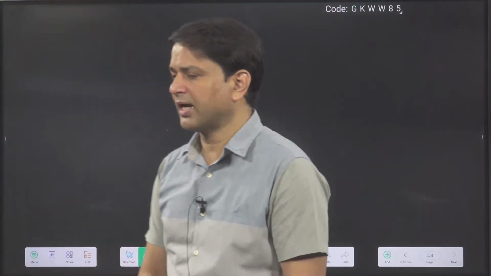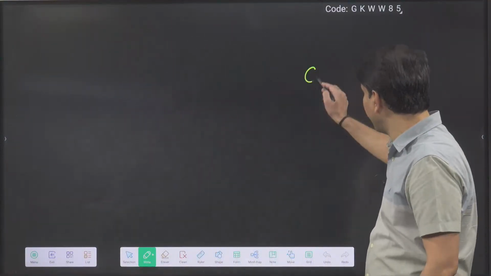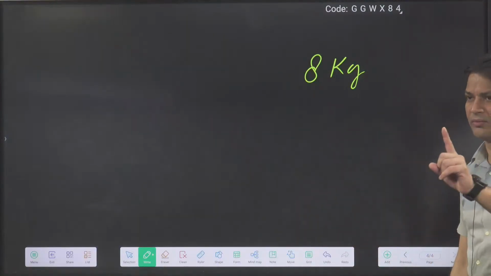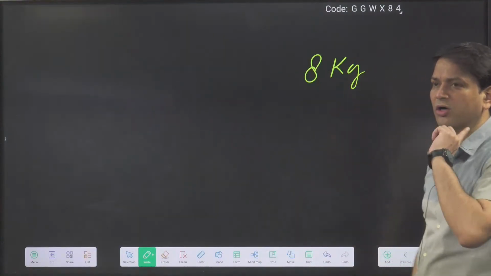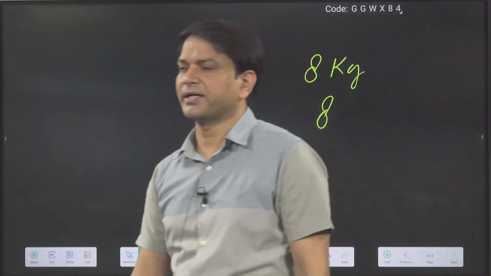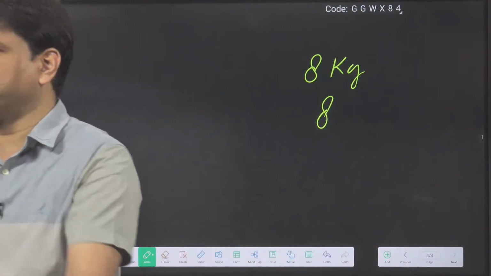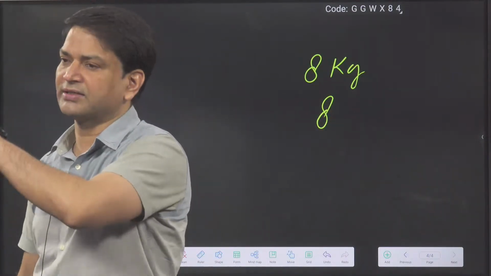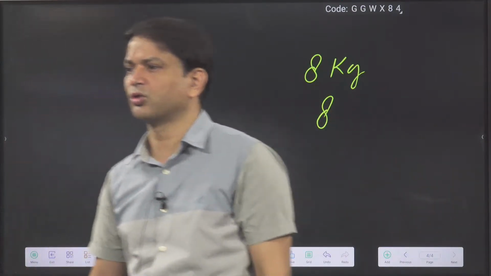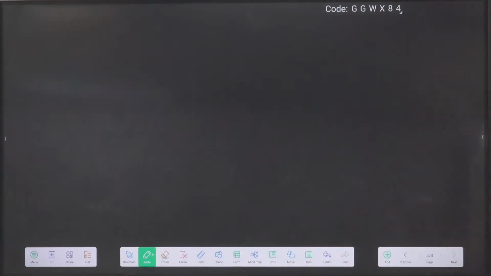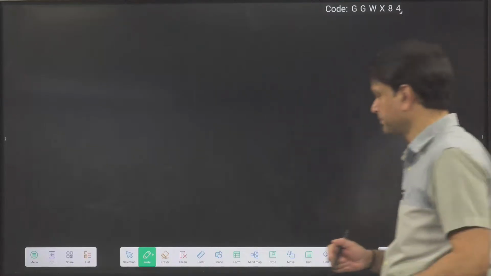Okay. Like suppose I am saying 8 kg. How many significant figures does 8 kg have? 1, because it is a measurement. But the number 8, if I am taking it as a pure number, then the number of significant figures 8 can have, we can say it can have infinite. Understood or not? Completed?